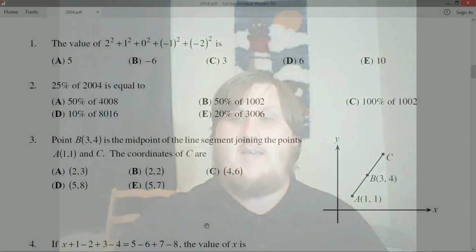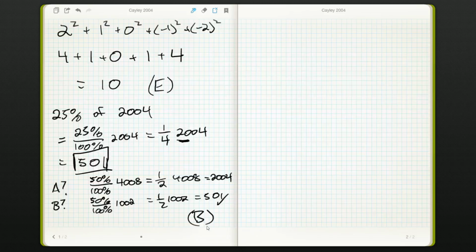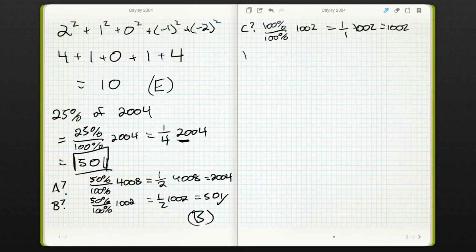Let's get to it. So C is 100% of 1002. So 100% out of 100% times 1002. We're just going to be left with 1/1 times 1002, and we'll have 1002. That one also not the right answer.